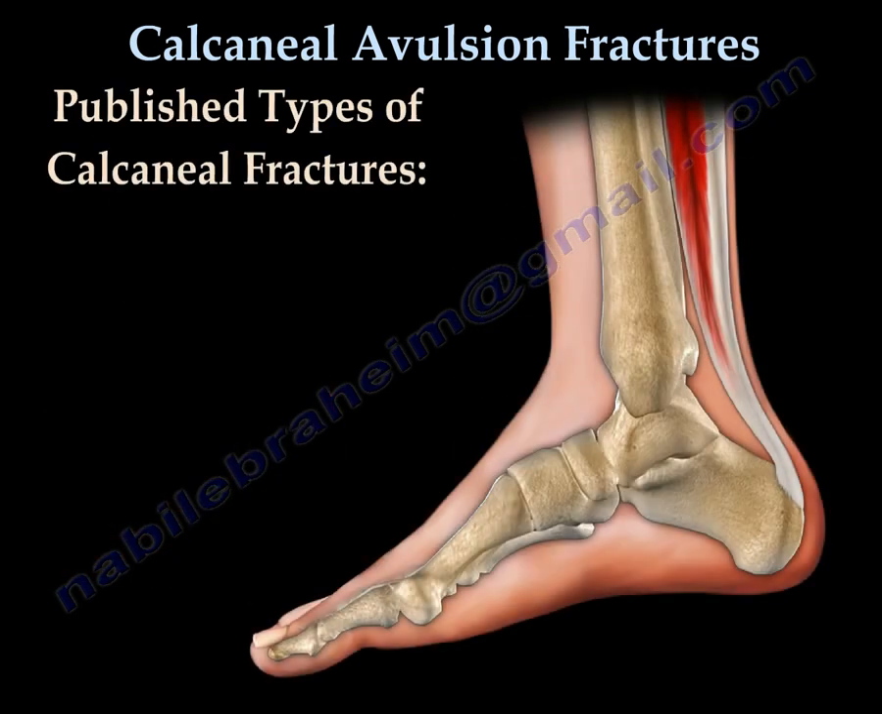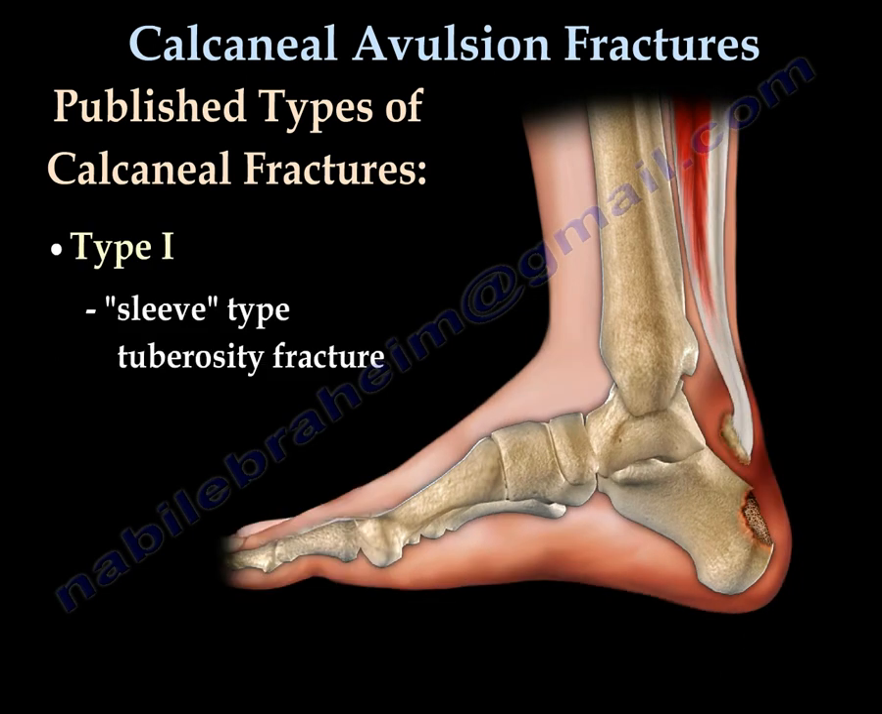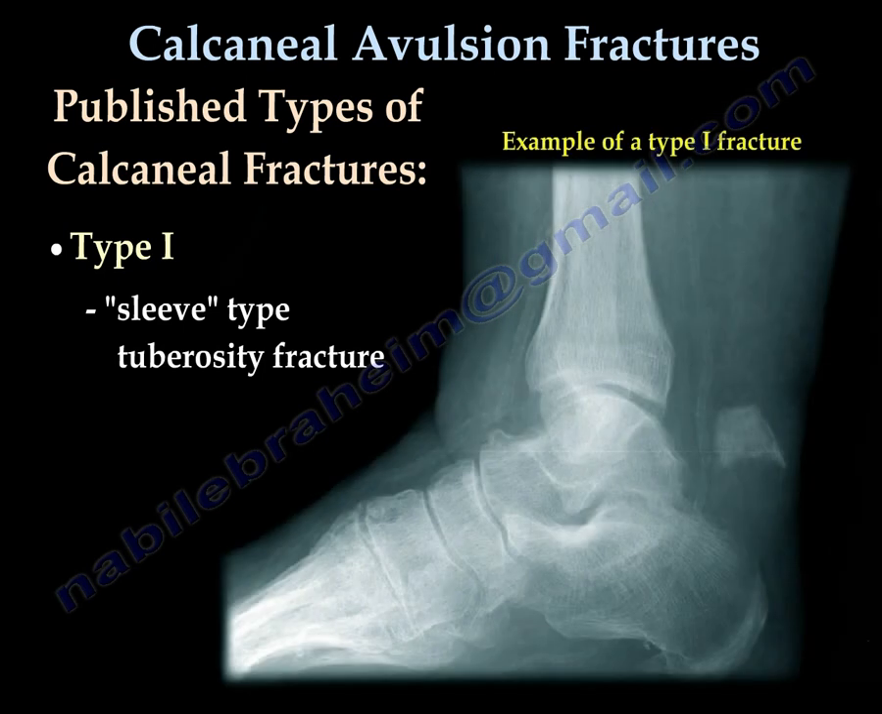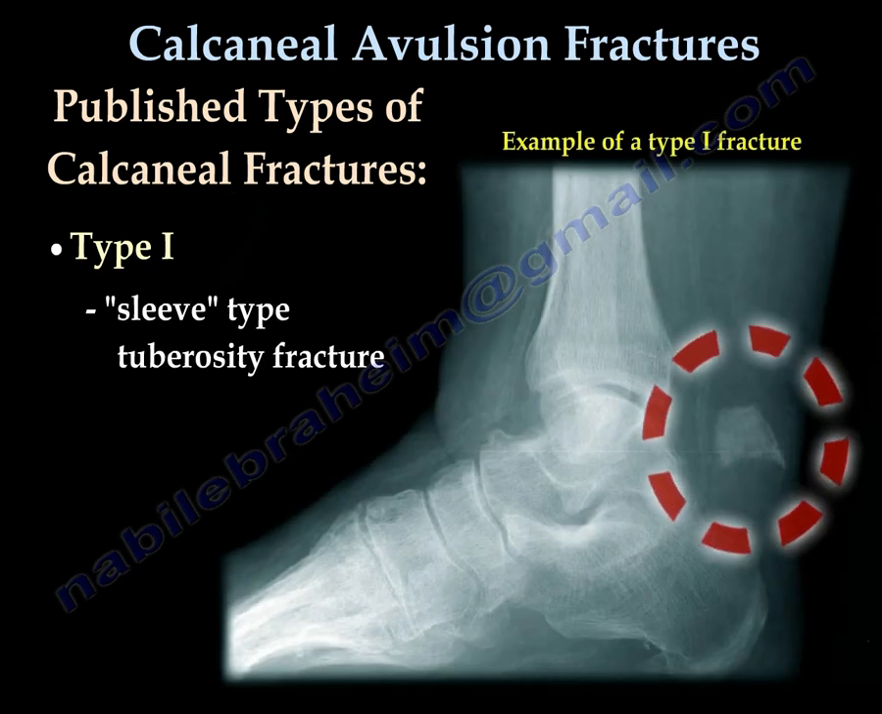Published types of calcaneal fractures are type 1, which you call the sleeve type tuberosity fracture. It is a medium-sized piece of bone avulsed from the tuberosity, and the Achilles tendon will pull it up proximally. This is an example of the sleeve type.